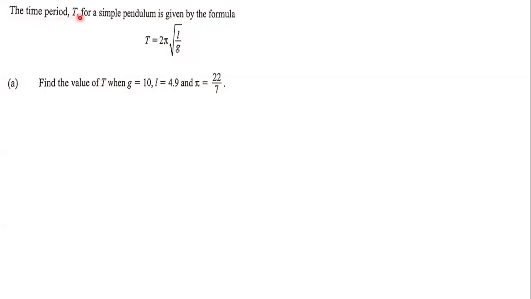The time period t for a simple pendulum is given by the formula t is equal to 2 pi times the square root of L over G. Find the value of t when G is equal to 10, L is equal to 4.9, and pi is equal to 22 over 7. And so here we have this equation, and they tell us that L is equal to 4.9, G is equal to 10, and we have that pi is equal to 22 over 7.